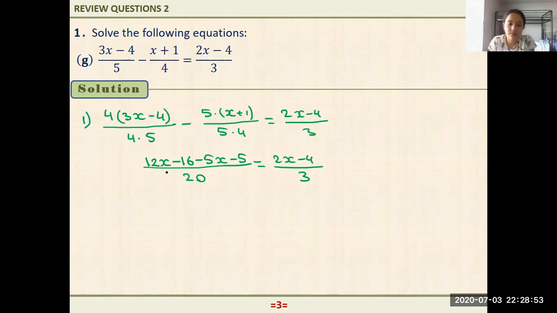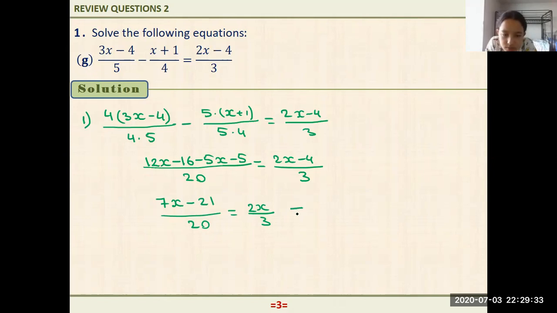Now let's simplify this. 12x minus 5x. What is it? 7x. Negative 16 minus 5. Signs are the same. Be careful. So we should add, right? So here put minus 16 minus 5, 21, over 20, equals 2x over 3. I don't know why it draws this line. I could not understand this.